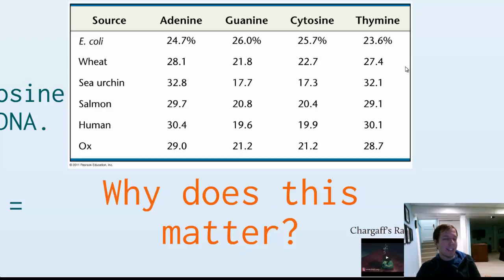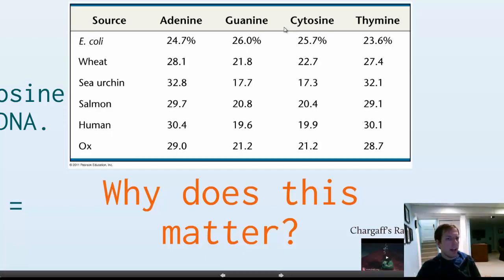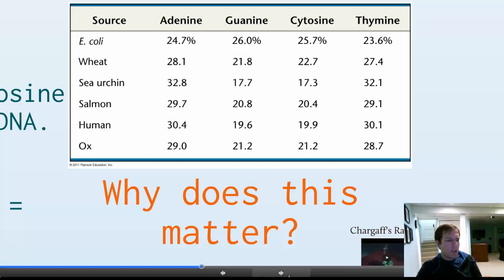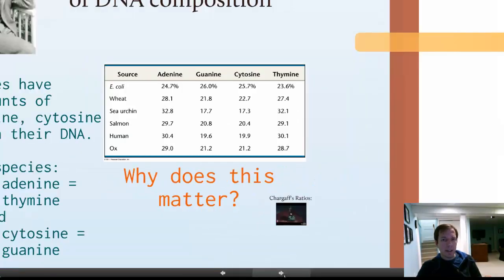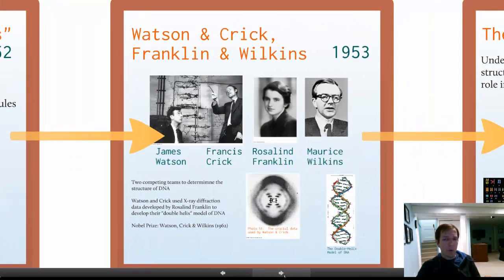And particularly because he looked at a lot of species and a lot of samples, he saw that the amount of cytosine and guanine was always the same, and so that ended up being a good clue to figure out how it is that this thing was put together, that cytosine and guanine were paired, and that adenine and thymine were paired.